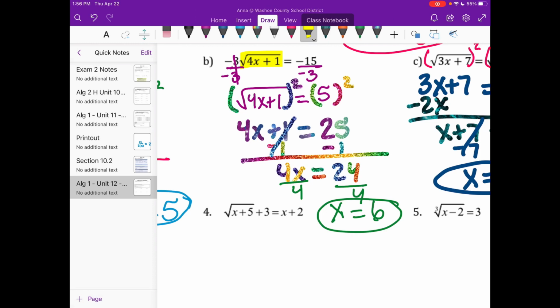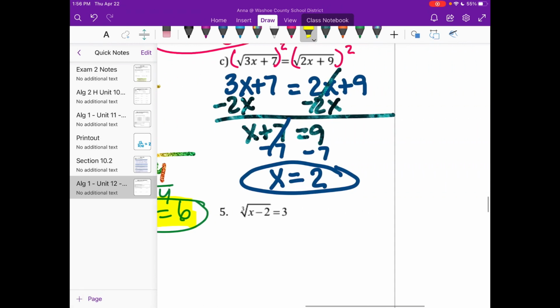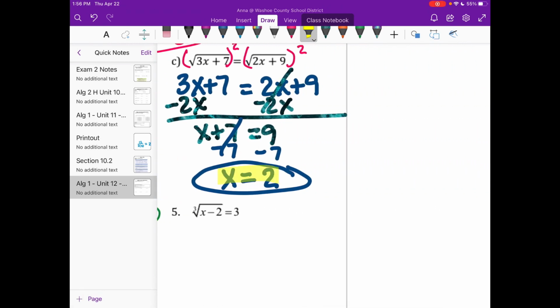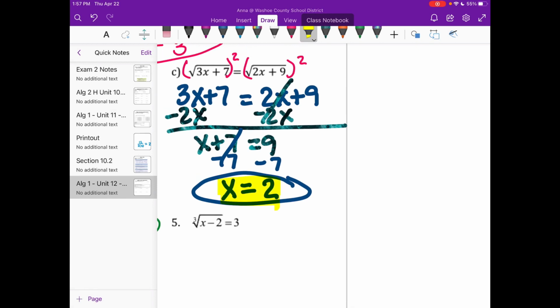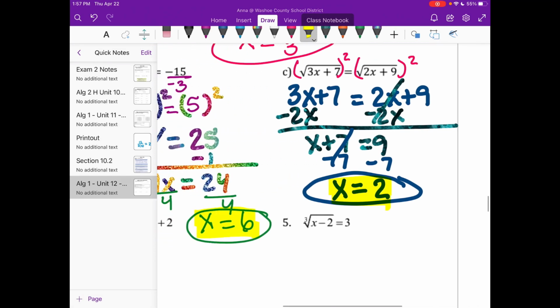Guys, here's my answer on B. B, I got x equals 6. If you need to pause your video and check your work, why don't you do that? And then on C, I got x equals 2. Again, if you need to pause your video and check your work, go for it. Otherwise, we're going to move on to 3, 4, and 5, and we're going to call it a day.